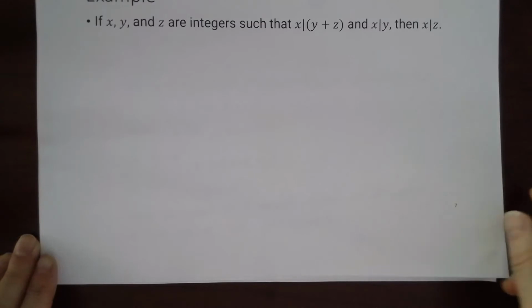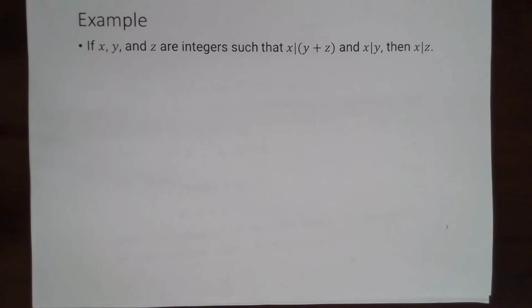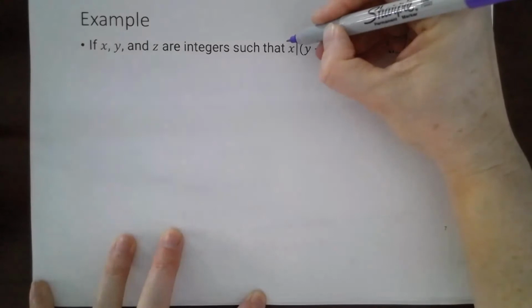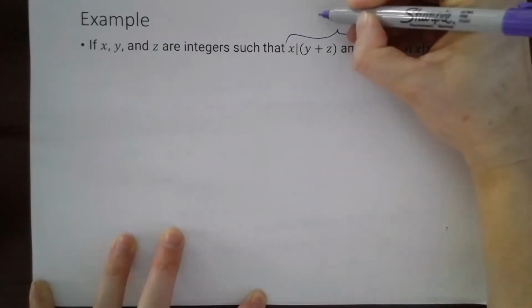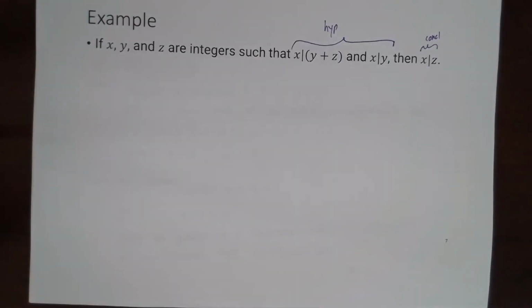All right. And I don't think that we've done one with the divides. So this will be a good example of doing a proof with the divides. Okay. So if x, y, and z are integers such that x divides the sum of y and z, and x also divides y, then we know x has to divide z as well. So that's what we're going to prove. Notice these are going to be our hypotheses, and this is our conclusion. It's always good to keep track of that in your mind when you write a proof, because you have to know where the hypothesis goes and what to do with the conclusion.